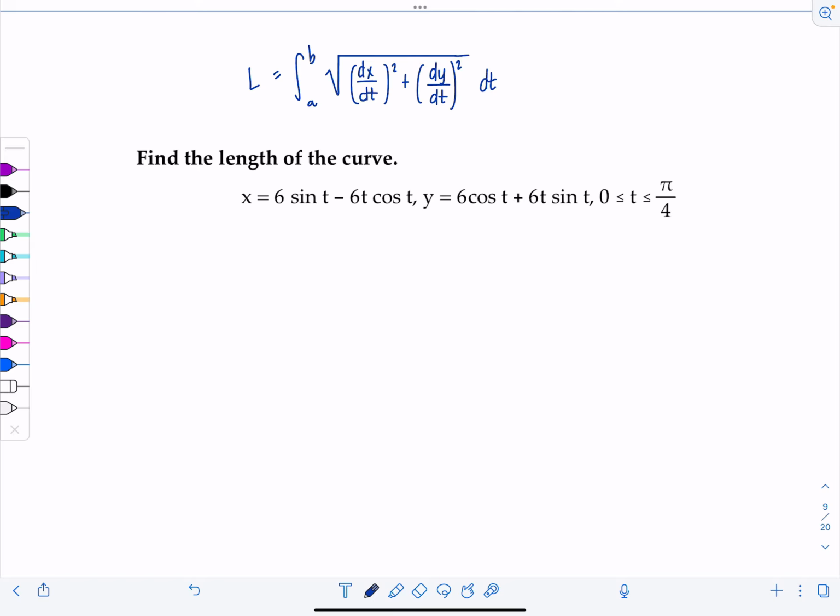They gave me x and y and the limits for t. These are super straightforward. You don't even have to graph them, which is nice.